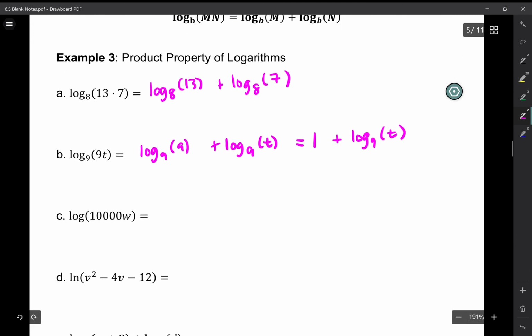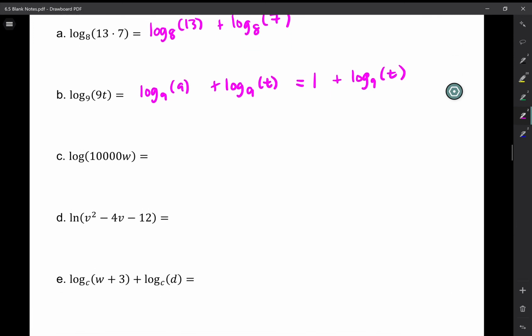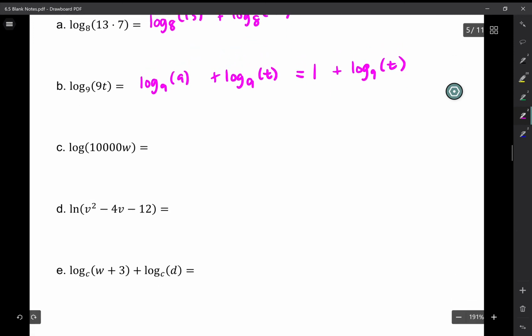Why don't you try the next three on your own. Pause the video now and try these three examples.